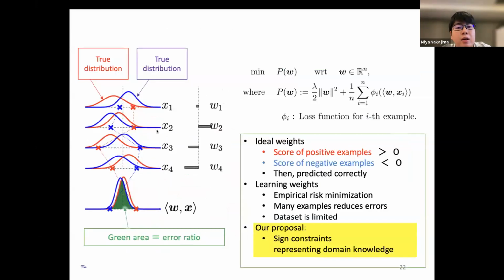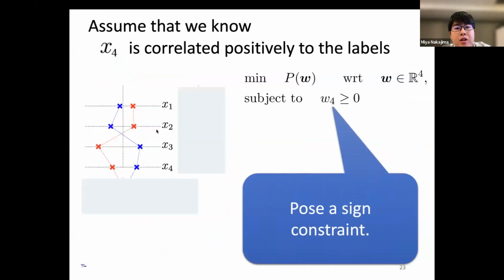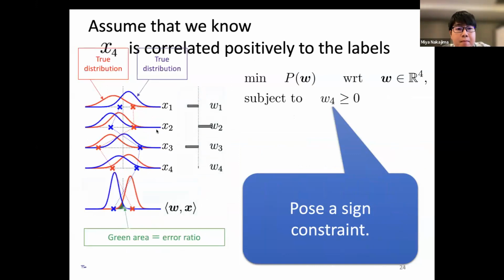As I mentioned, domain knowledge is represented using a sign constraint. Let's consider an example of such an optimization problem. In this case, imposing a constraint such that variable W4 is greater than or equal to 0. If the fourth feature has a positive correlation with the class label, it can be expected that the generalization error will be minimized.